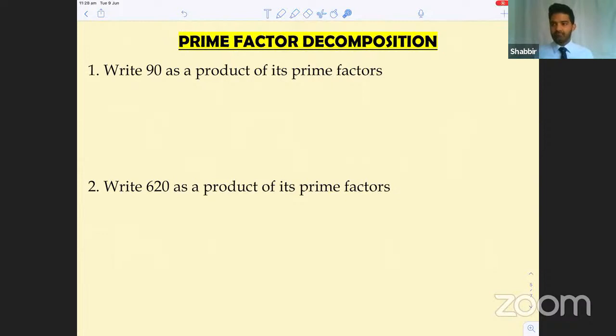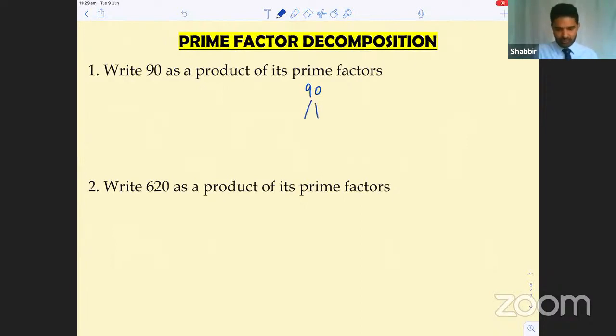Okay, let's see how we did with these. Okay, so 90 as a product of its prime factors. Now, remember, as long as you've got the right answer, how you do it could differ to the way I do it.